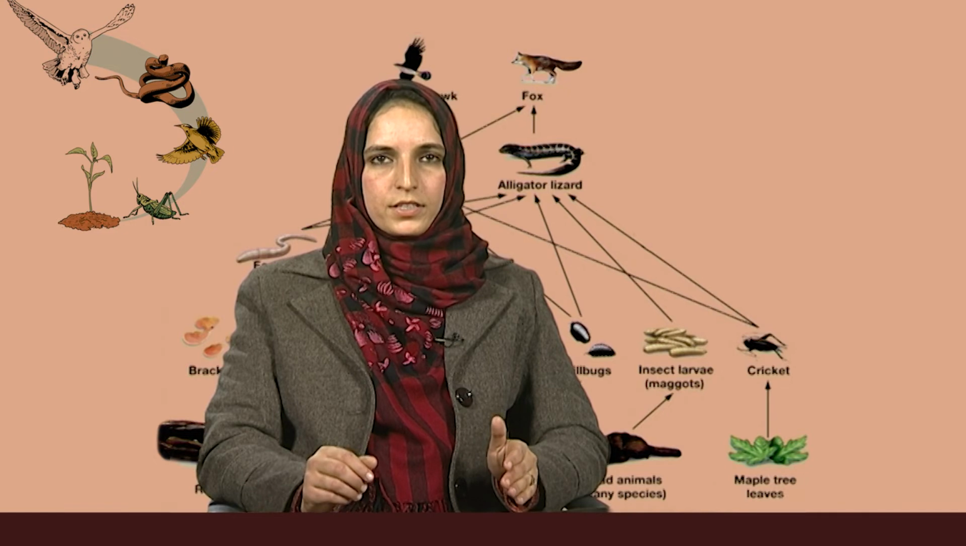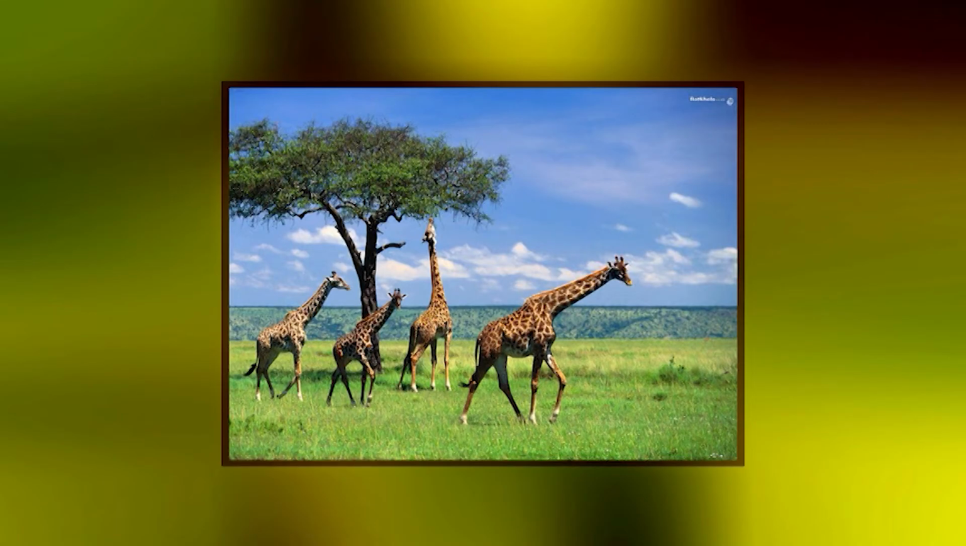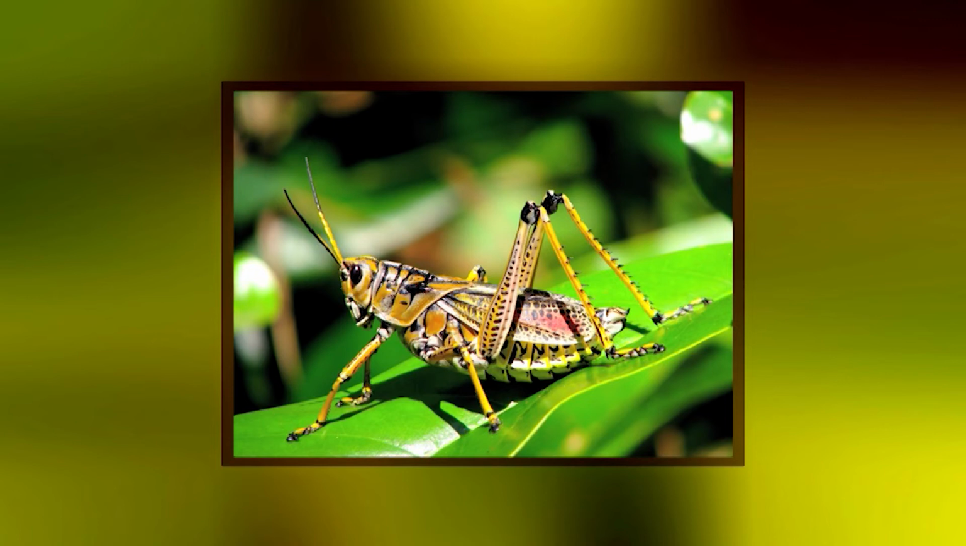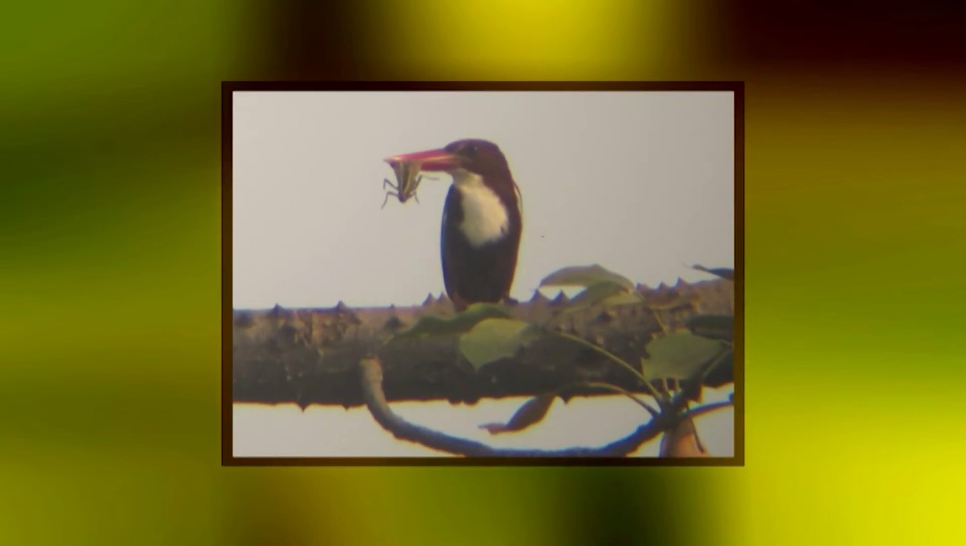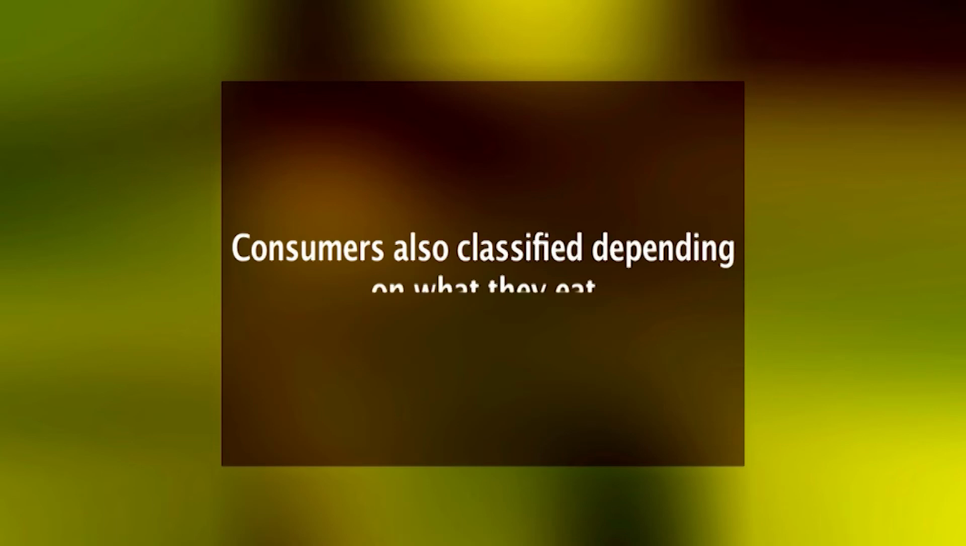Those that feed directly from producers, that is, organisms that eat plants or plant products, are called primary consumers. A grasshopper is a primary consumer. Then organisms that feed on primary consumers are called secondary consumers, and those which feed on secondary consumers are tertiary consumers. Consumers are also classified depending on what they eat.